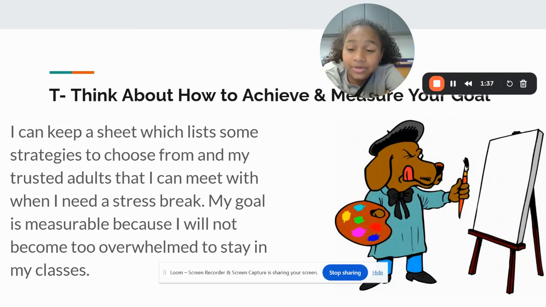I think about how to achieve and measure your goal. I can keep a sheet which lists some strategies to choose from and my trusted adults that I can meet with when I need a stress break. My goal is measurable because I will not become too overwhelmed to stay in my classes.